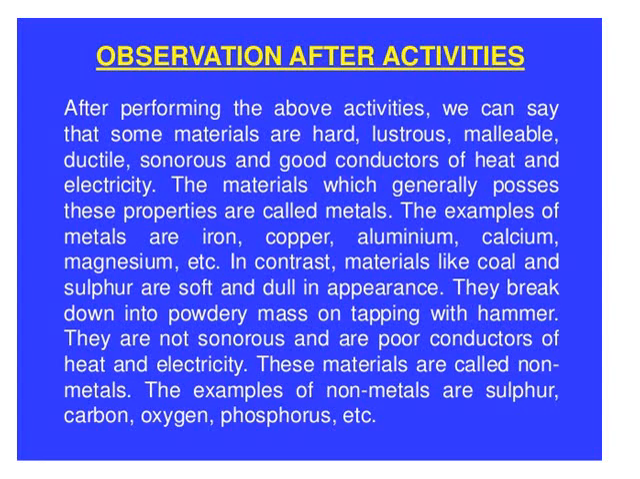The examples of metals are iron, copper, aluminum, calcium, magnesium, etc. In contrast, materials like coal and sulfur are soft and dull in appearance. They break down into a powdery mass on tapping with a hammer. They are not sonorous and are poor conductors of heat and electricity. These materials are called non-metals. The examples of non-metals are sulfur, carbon, oxygen, phosphorus, etc.